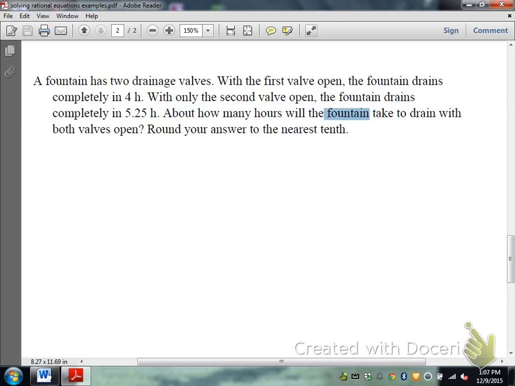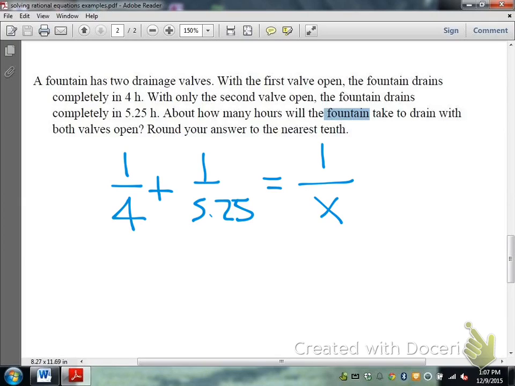Okay, we're draining one fountain. The first valve's rate would be 1/4. It drains one fountain in 4 hours. The second valve drains it in 5.25 hours. We're going to drain one fountain together. So again, here's our least common multiple. It's just every factor that's in the denominator.